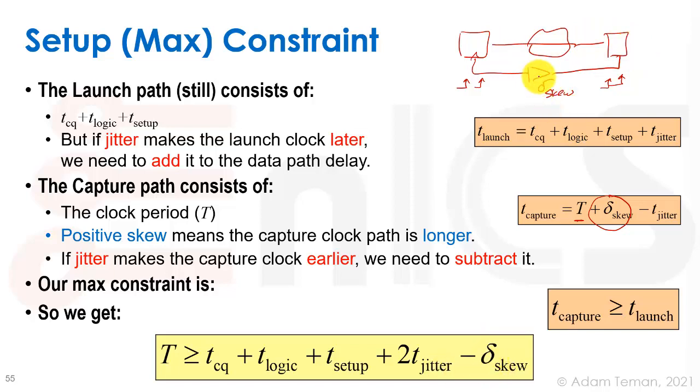The skew, however, actually helped us in this case. It made our clock cycle effectively longer, so the skew comes out with a minus when we move it over to the other side of the equation. So what we understood here is that positive skew actually helps us meet our max constraint delay.